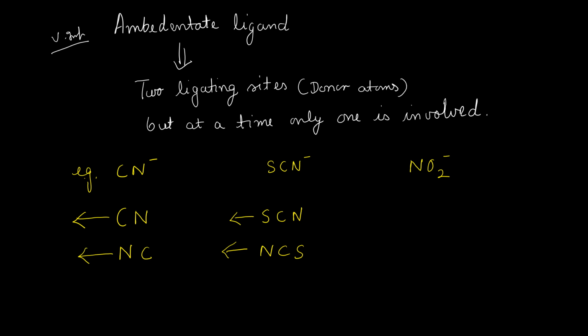When the bonding is through nitrogen, that is called isothiocyanate ion. And if sulfur is involved in bonding, then that is thiocyanate ion. The word thio is for sulfur. Whenever there is the word thio, it means we are talking about sulfur. Similarly, NO2 can also bond either through nitrogen or through oxygen. So all these three types of ligands have two ligating sites or two donor atoms available for bonding, but at a time only one is involved. Such ligands are called ambidentate ligands.